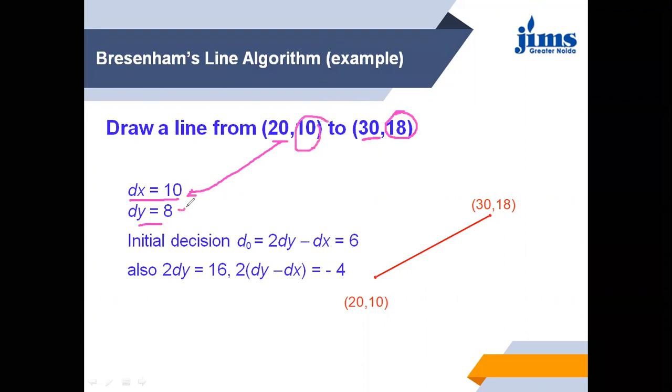so this is 8. So the initial decision parameter is d0, and the value of d0 is 2dy minus dx. So this equals 6. And 2 delta y, as the value of dy is 8, so 2 multiplied by 8 is 16. And when we find the value of 2 delta y minus 2 delta x, this is minus 4.